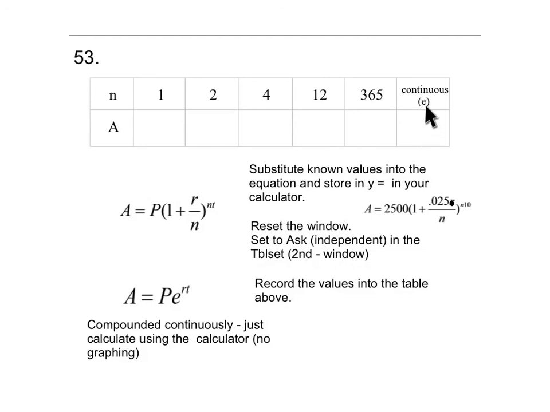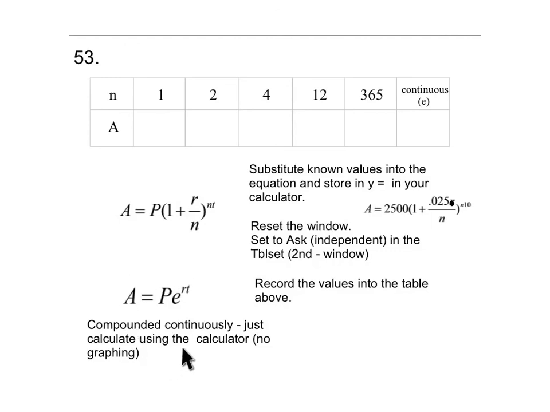I want you to reset the window so that you can see the graph, and then in the table set area, the second table set, you're going to change the independent to ask instead of auto, and then you're going to record the values in the table above. So it's going to ask you to enter the value for N. The first time you do it, you'll put 1. It'll come out with an answer, then you'll put 2, then 4, then 10, 12, then 365, and then for continuously, instead of using this formula, you will switch to APERT.